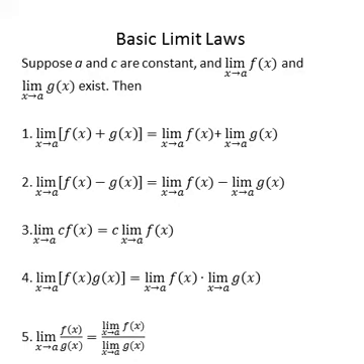Suppose a and c are constants, and the limits of f and g as x approaches a both exist. Then the first two properties say that the limit of a sum is the same as the sum of the limits. And along the same lines, the limit of a difference is equal to the difference between the limits. You can see that the other properties state similar ideas about products and quotients. We'll be using these all the time without really thinking about them.